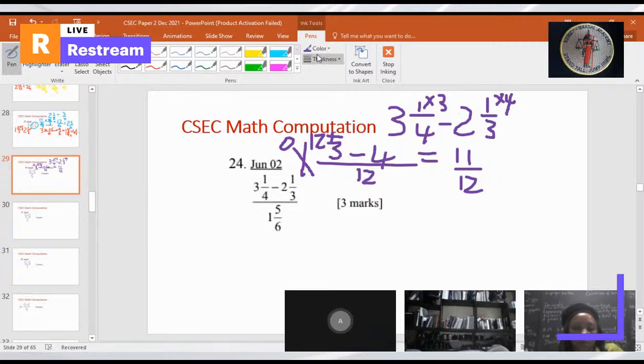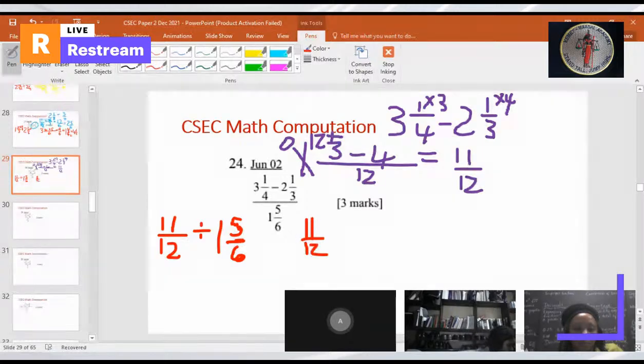Unless you want to change it to a decimal or improper fraction. So that's the answer for the top one. Okay. So we put 11 over 12 and then put a division sign and put 1 and 5 over 6, the bottom fraction. All right. So then we put 11 over 12, we put it back, and the division sign again. Ready to change it? No. Okay.